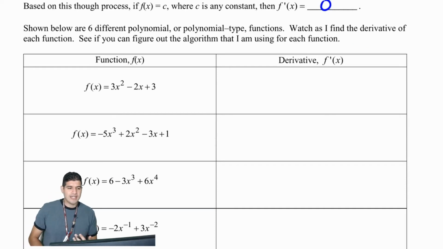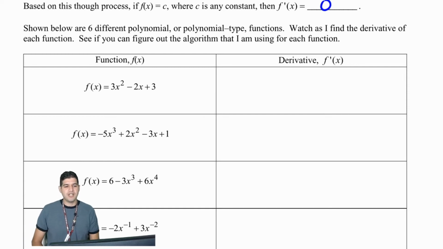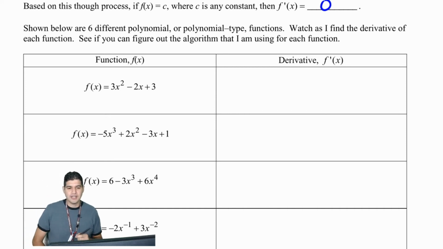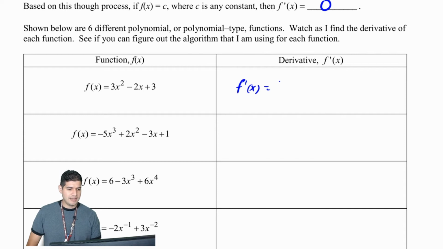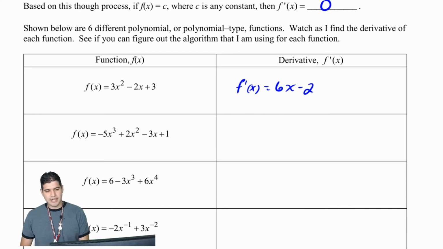So now I want to look at these functions here that are polynomials, and I want to determine what the derivatives are. But we're not going to use the limit definition. What I'm going to do is just tell you what the answers are, and I want you to see if there's a pattern. So for our first function, 3x squared minus 2x plus 3, f prime of x would be 6x minus 2. See if you can look at that and see what's similar and different.